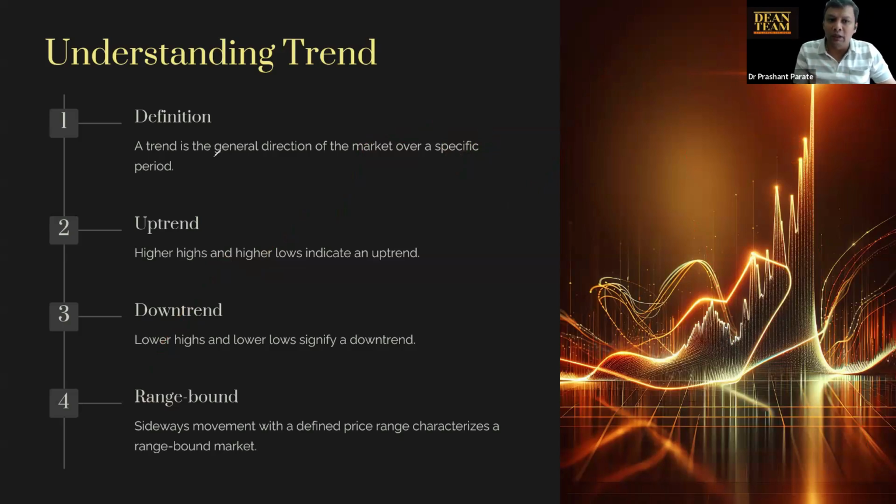So trend is the general direction of the market over a specific period, and we understand trend by higher highs and higher lows as an uptrend, and lower highs and lower lows as a downtrend. And there is a sideways trend. So these three trends are important. Range-bound markets are also very important to understand, because if we don't understand range-bound markets, then we may make big losses in that market.